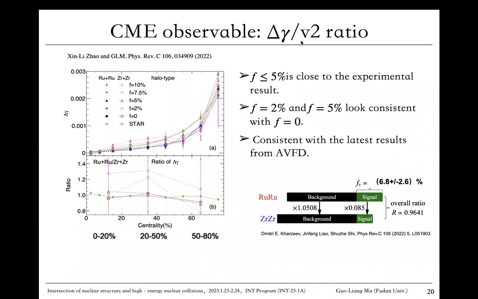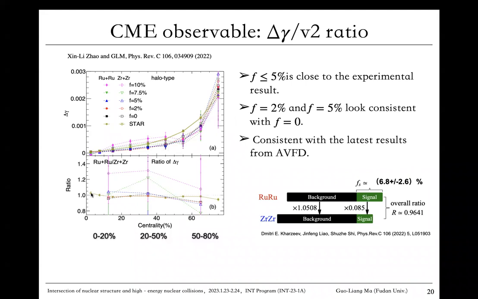This is the result comparing with the STAR data, the delta gamma as a function of centrality. The data are shown by this one, and we have different CME strengths, from without CME up to 10%. If we look at this centrality range and compare with the data, the 10% and the 7.5% overestimate data, and the other cases basically can describe data, but the 2% and the 5% look consistent with 0%.